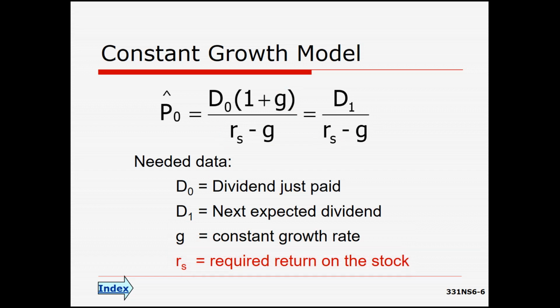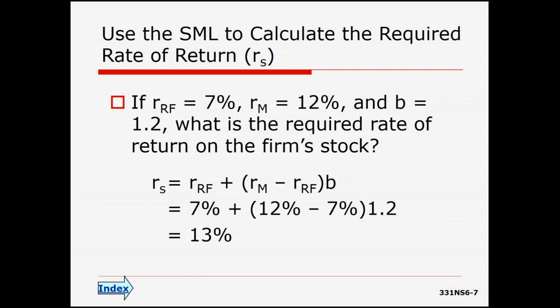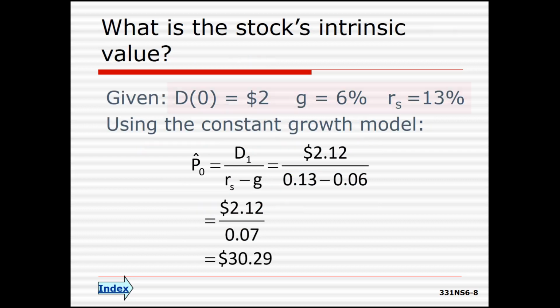So where do we get this? CAPM. If we're given a risk-free rate of 7%, a return on the market of 12%, and a beta of 1.2, we can find the required return on this stock, 13%. Given a dividend at time 0 of $2, a constant growth rate of 6%, and a required return of 13%, we have all we need to find the price. Using the constant growth model, the price at time 0 now is $30.29.